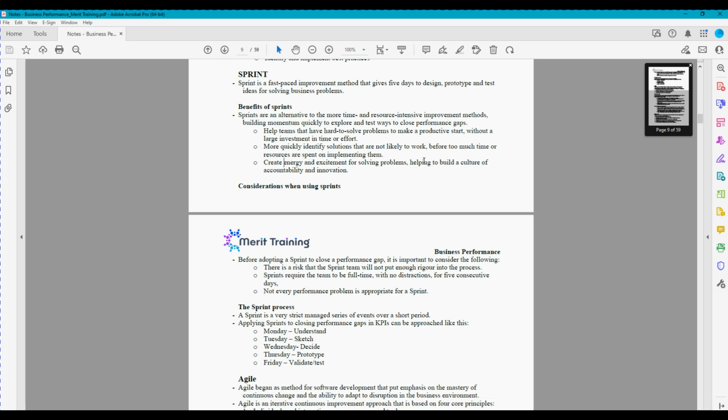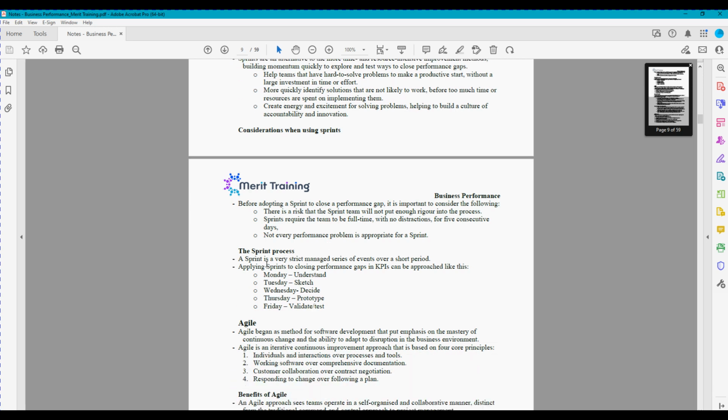The sprints require the team to be full-time with no distractions for 5 consecutive days. So technically a sprint, the way it is described, is essentially 5 days to come up with a design, prototype, and test for a business problem. But the business or management, and the team on the sprint team, may actually have other distractions that week. They may not have time to fully dedicate to it, as opposed to working on it slowly for a longer period of time in the background. And then finally, not every performance problem is appropriate for a sprint, right? The problem may require you to really get in the detail and understand it.